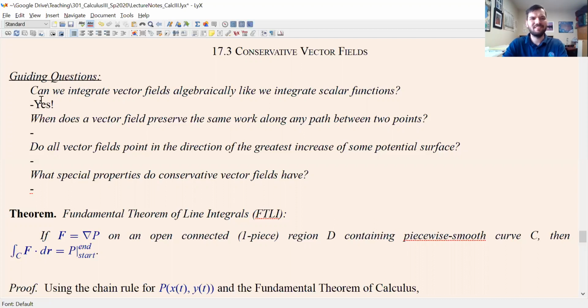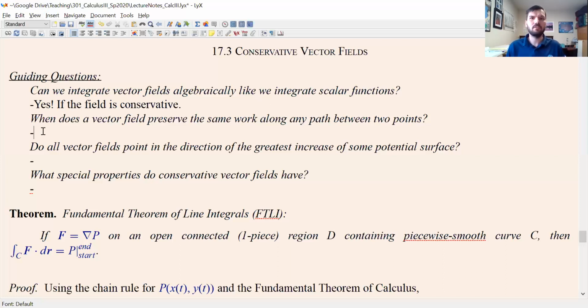Yes, if the field is conservative. So the second question, when does a vector field preserve the same work along any path between 2 points?